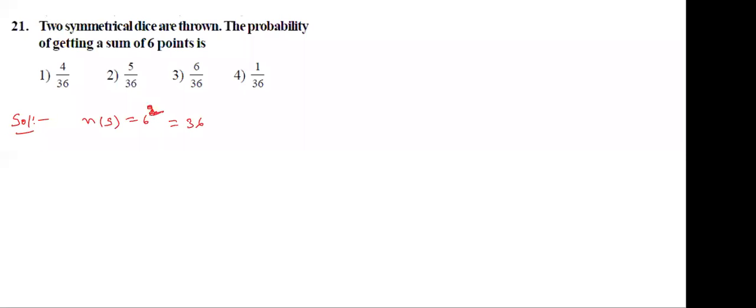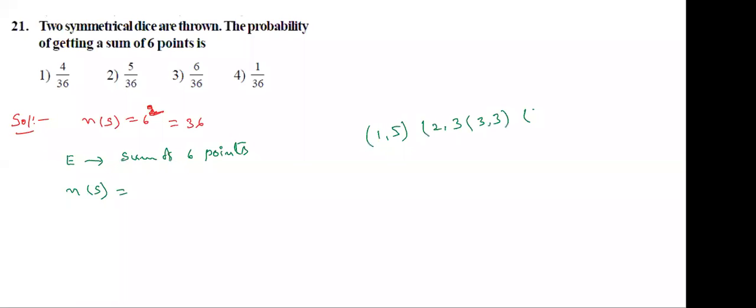But what is the event here? E be the event of sum of 6 points. So what is n of E? Sum of 6 points means here 1 comma 5, this sum is 6. Next 2 comma 3, next 3 comma 3. No, this is wrong. 6 points, no?